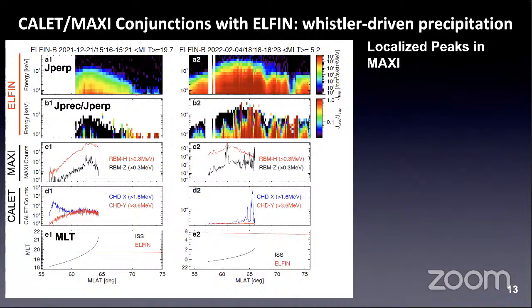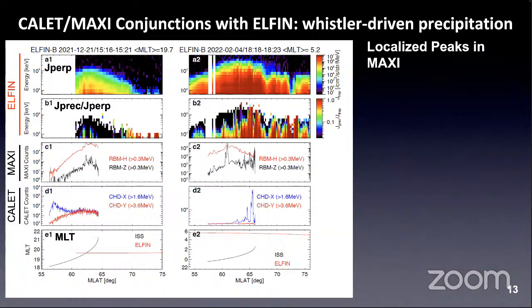All the following plots will be organized in a very similar way. The top two panels are measurements from ALPHA, followed by the count rates from MAXI and CARLET. The last panel shows the multi of the ISS and ALPHA, just to show how close these two spacecraft are with respect to each other. And all these quantities are plotted against magnetic latitude in order to compare them against each other.